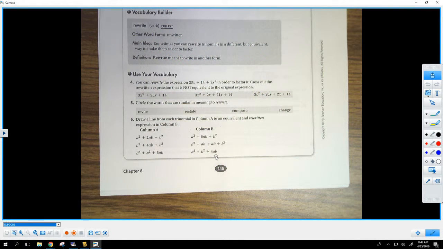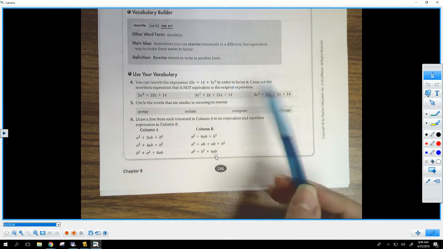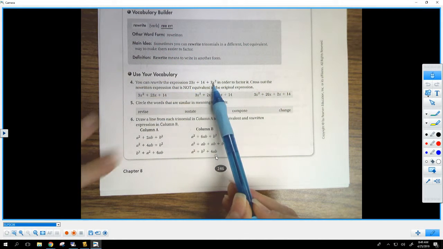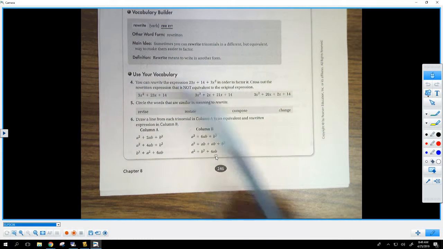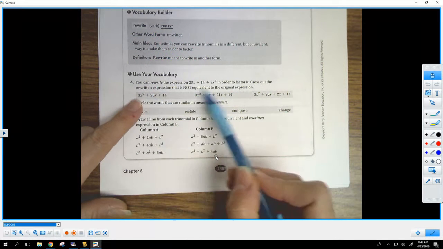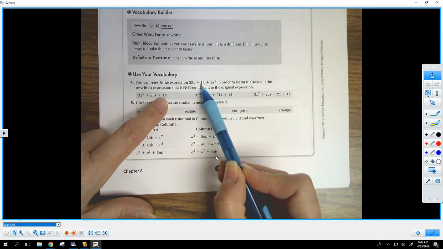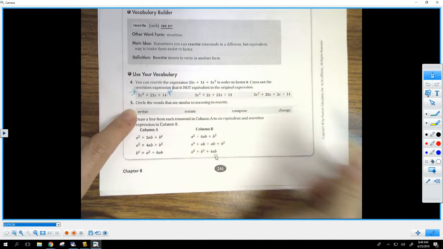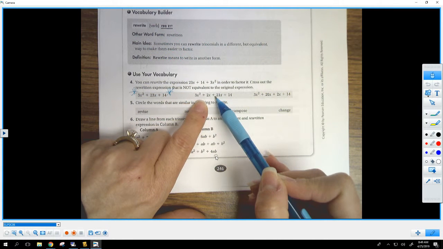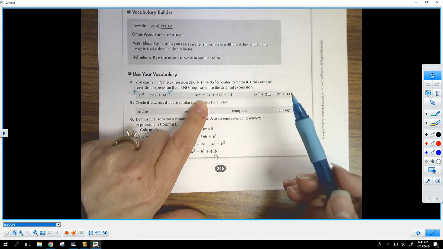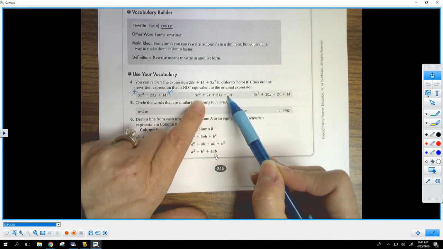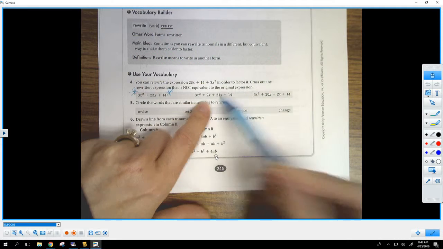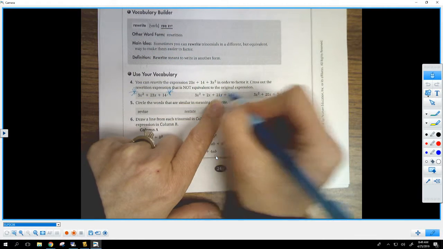You can rewrite the expression 23x plus 14 plus 3x squared in order to factor it. Remember, we don't like it in this order. So cross out the rewritten expression that is not equivalent to that. So we have a 3x squared, a 23x, and a 14. This is the way we like it, by the way. This is our favorite form, easiest to factor. 23x can be broken down. We can add them. So this one works.